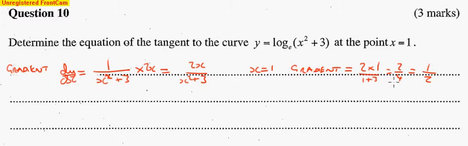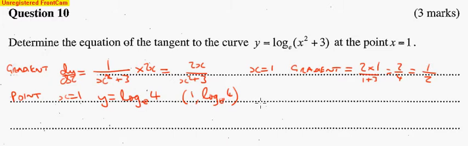We don't know what the point is itself yet, because we've only got x equals 1, so I also now need the point that we're dealing with. So to find the point, we've got x equals 1 and y equals, well, we will have to put in x equals 1, we'll get log to the base e of 1 squared, which is 1, plus 3, which makes 4. So we've got the point 1, log to the base e of 4.